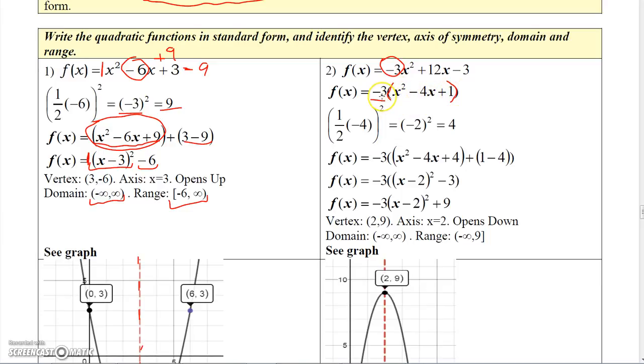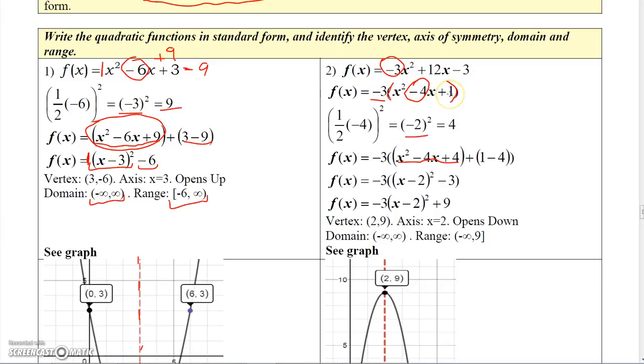So forget about the negative 3, but we do have to bring it down each time, but let's not worry about it. So I look at this and do just what I did over here. I take the coefficient of x, which is negative 4. I take half of it, which gives me negative 2. Then I square it and get 4. Now I'm going to add 4 to these two terms. So I take these two terms and I add 4.